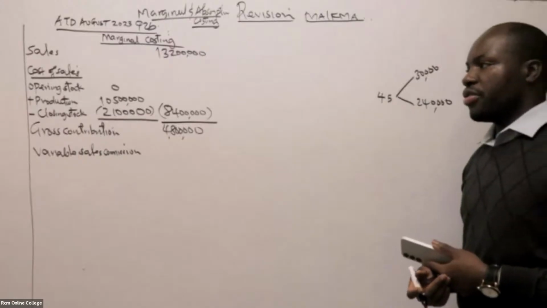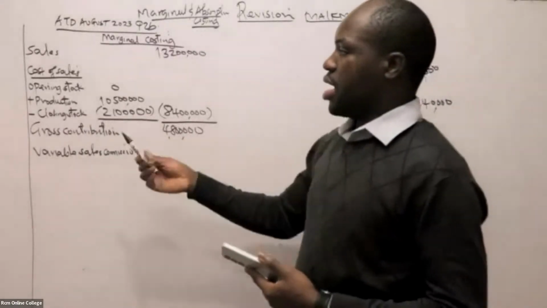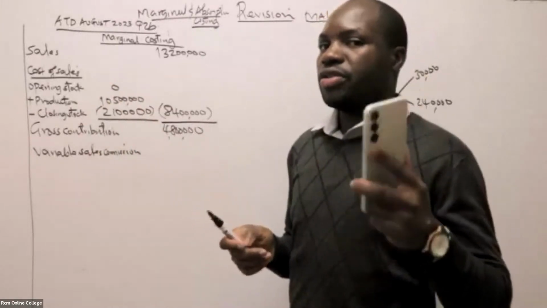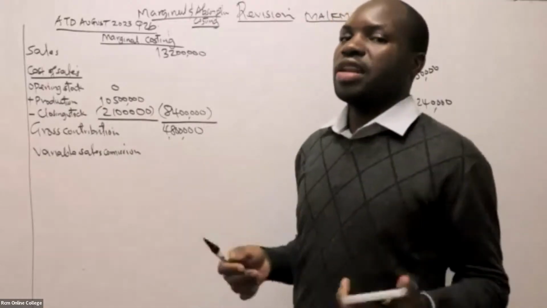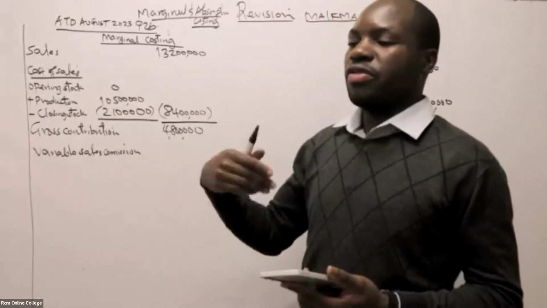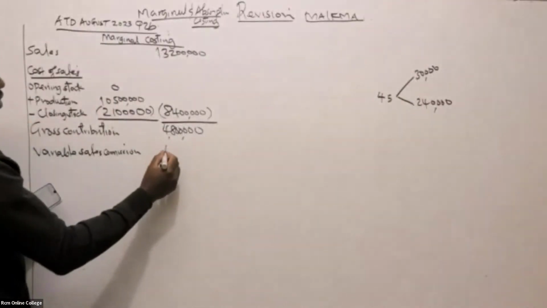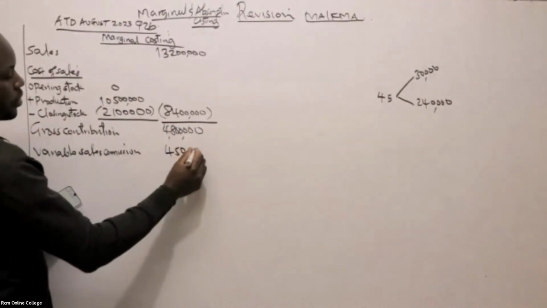Okay, some people normally confuse and do it with the units produced. Remember, the sales commission is dependent on the number of units that were sold, and therefore we base it on the number of units that were sold. So that will give us 450,000. In this case, we just need to copy and paste it here.